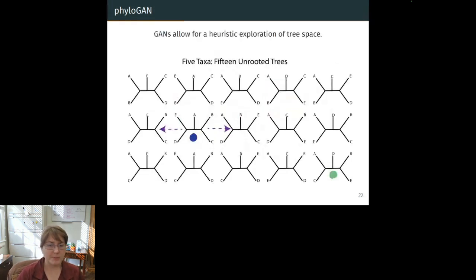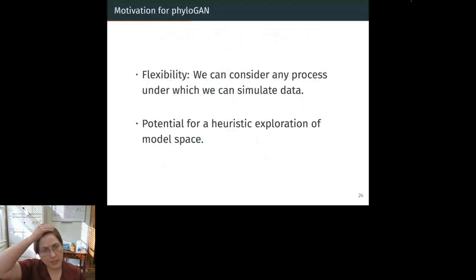And this is nice because it allows us to heuristically explore tree space, where we're starting with some tree, we're proposing new trees, and if those trees make it harder for the discriminator to distinguish our simulated alignments from our real alignments, then we can accept those and move through tree space, hopefully to the best tree. And so this is really nice because it gives us a lot of flexibility. Since we can simulate data under many processes, we can consider lots of different processes, because if we can simulate data under it, in theory, we can incorporate it here. And as I mentioned, it gives us this potential to heuristically explore tree space.